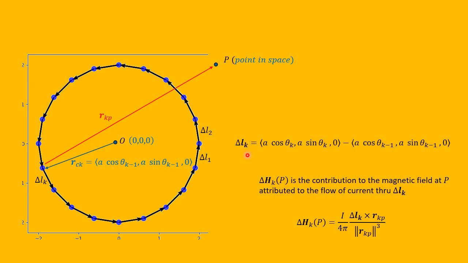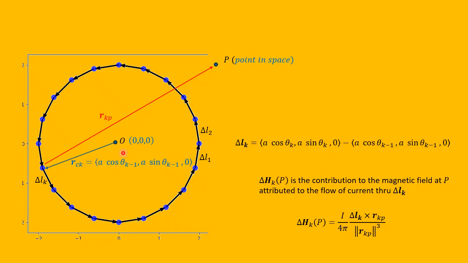We can do that for k goes from 1 to n, and it will give us all of these vectors going all the way around this circle. So then we can let delta H sub k of P be the contribution to the magnetic field at P attributed to the flow of current through just delta L sub k, this little portion right down here. And so delta H sub k of P is I over 4 pi times delta L sub k cross R sub kp over the norm, or length, of the vector R sub kp, that length cubed.